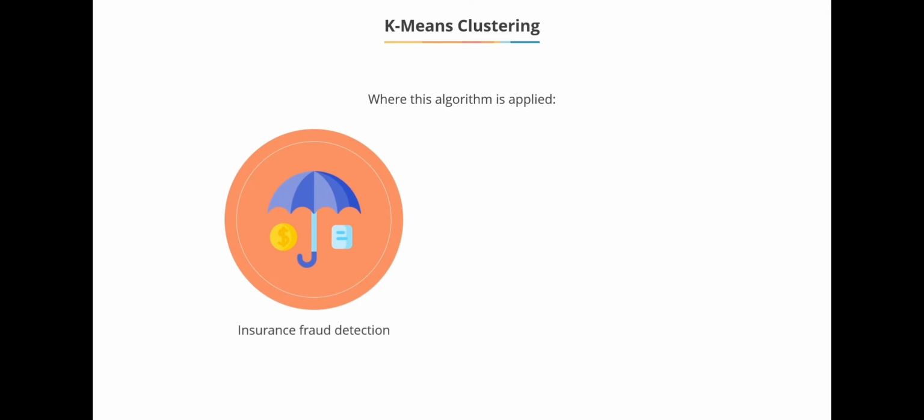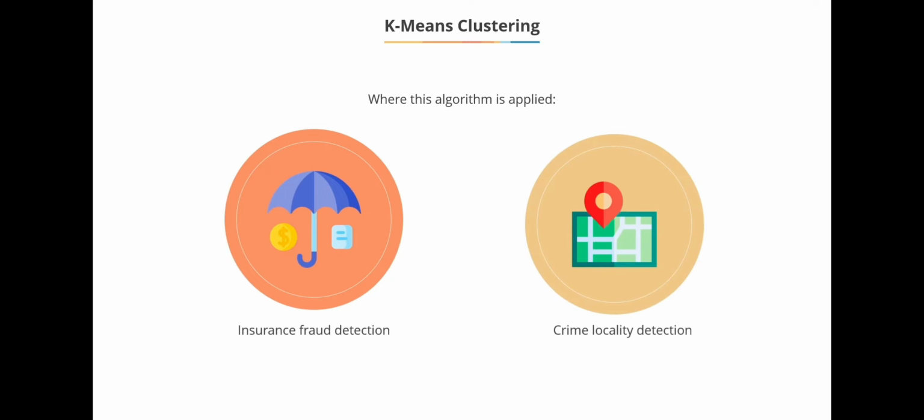Where is this algorithm applied? Insurance fraud detection. New claims can be identified using historical data on fraudulent claims based on their closeness to clusters, indicating fraudulent patterns. Identification of crime localities in a city. Crime localities in a city can be clustered using city data, such as names of neighborhoods or types of crimes.